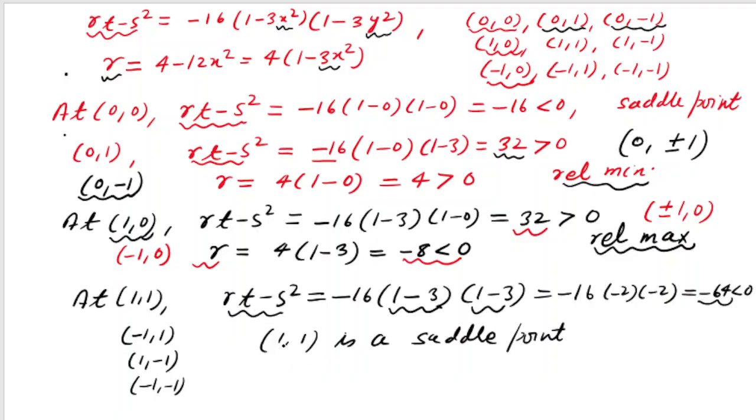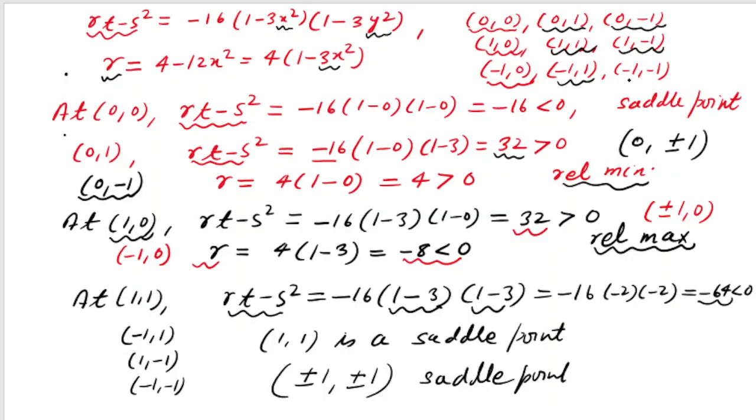And so not only this 1 comma 1, but all these points, I can write together, plus minus 1 comma plus minus 1, all these 4 points are saddle points. So in this problem we have got 5 saddle points: 0 comma 0, 1 comma 1, 1 comma minus 1, minus 1 comma 1, and minus 1 comma minus 1. And then we have got 2 points which are the points of relative minimum, like 0 and plus minus 1, and 2 points plus minus 1 and 0 are the points of relative maximum. I hope you have understood. In case you have doubt, solve it yourself and let me know in the comment section.